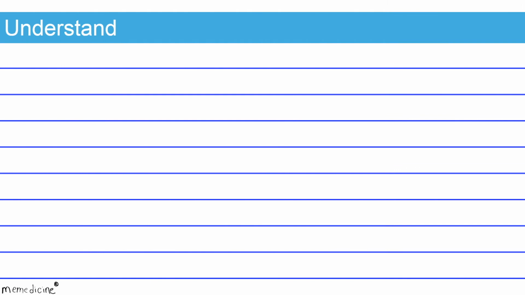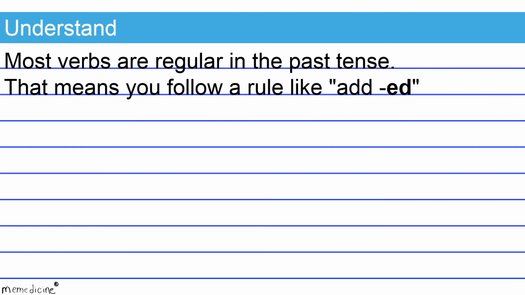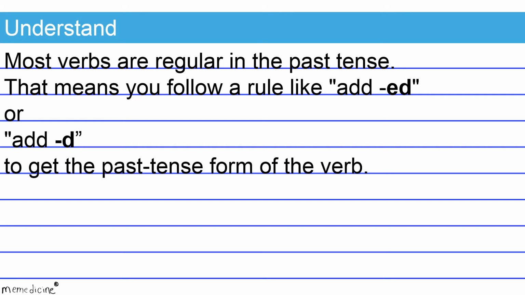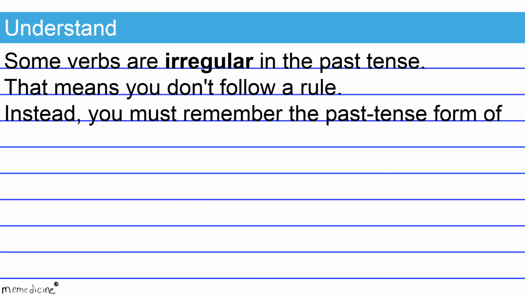Here's what I need you to understand. Most verbs are regular in the past tense. That means you follow a rule like add ed or add d to get the past tense form of the verb. Some verbs are irregular in the past tense. That means you don't follow a rule. Instead, you must remember the past tense form of the verb.